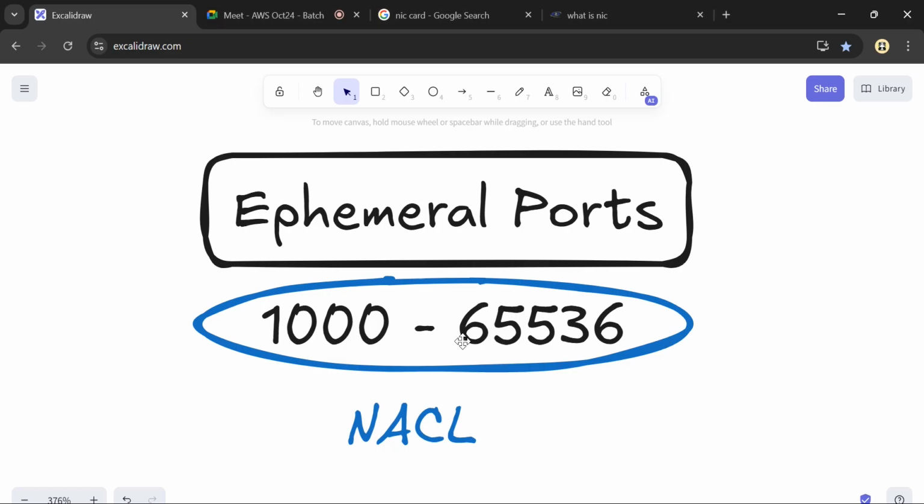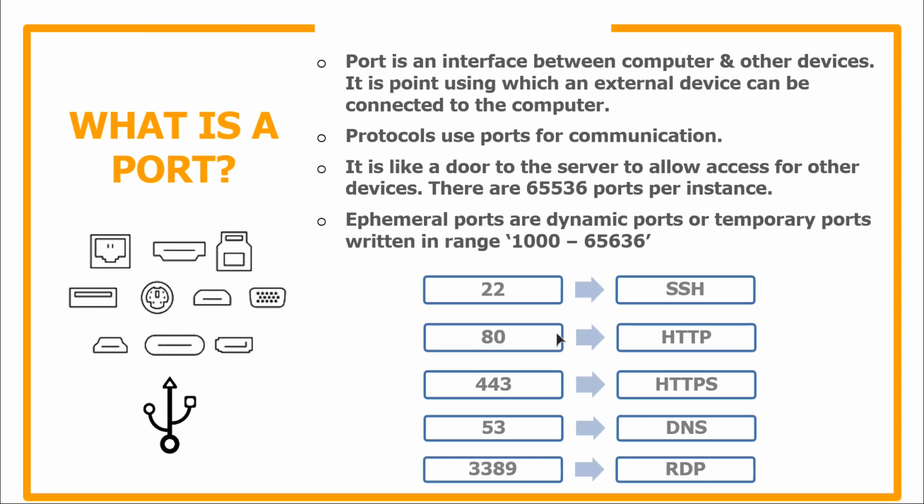And this is the range. Just remember this range. It is from 1000 till the last port number.